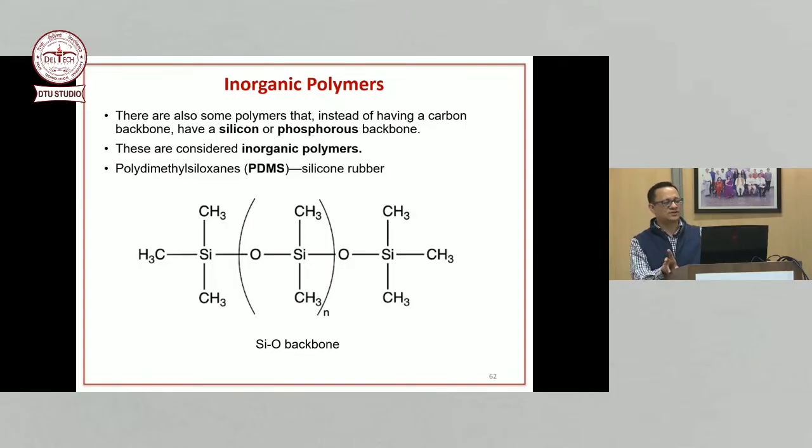Has anybody worked with PDMS ever or seen a film or something? Okay, so one thing about PDMS polymer is it has very poor mechanical properties. It can tear very easily. Okay, but another good property of PDMS or silicon rubber is it has very good gas exchange properties.